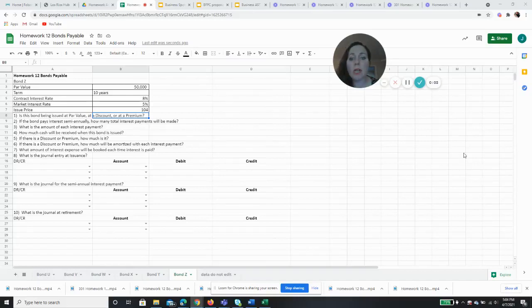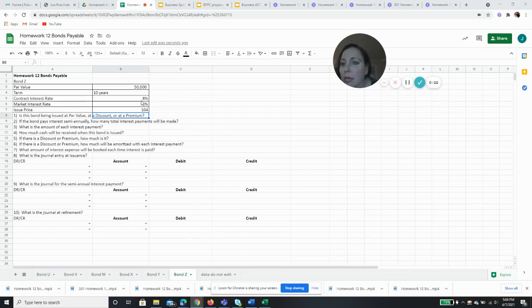We are on homework 12, bond Z. Z is the last letter of the alphabet, and this is the last bond in our homework. So we'll do this one, then we're going to go do something else. You'll do your thing, I'll do my thing. But this we're going to do together, so let's go through bond Z.